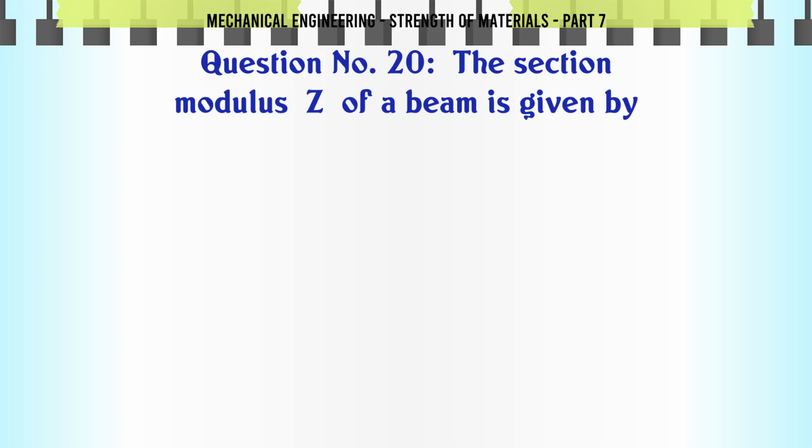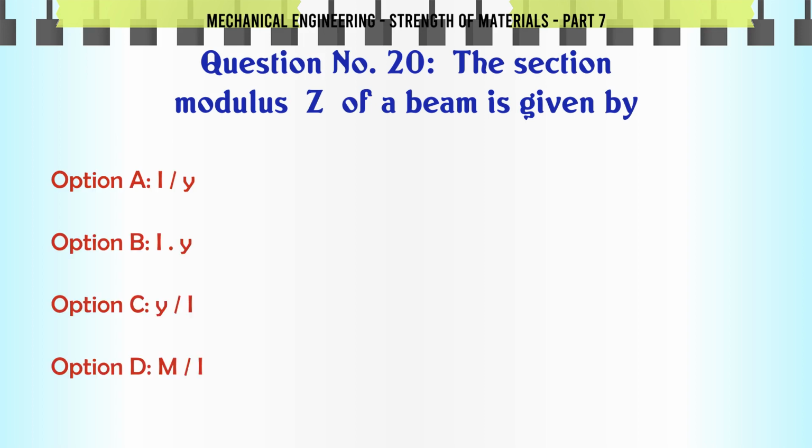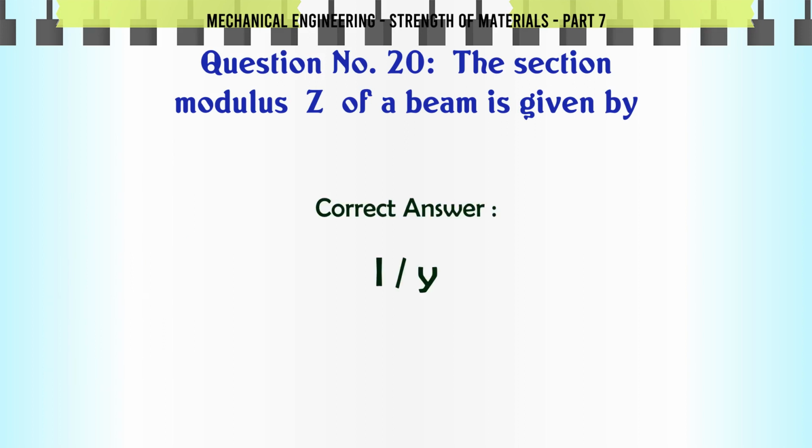The section modulus Z of a beam is given by A. I/Y, B. I/Y, C. Y/I, D. M/I. The correct answer is I/Y.